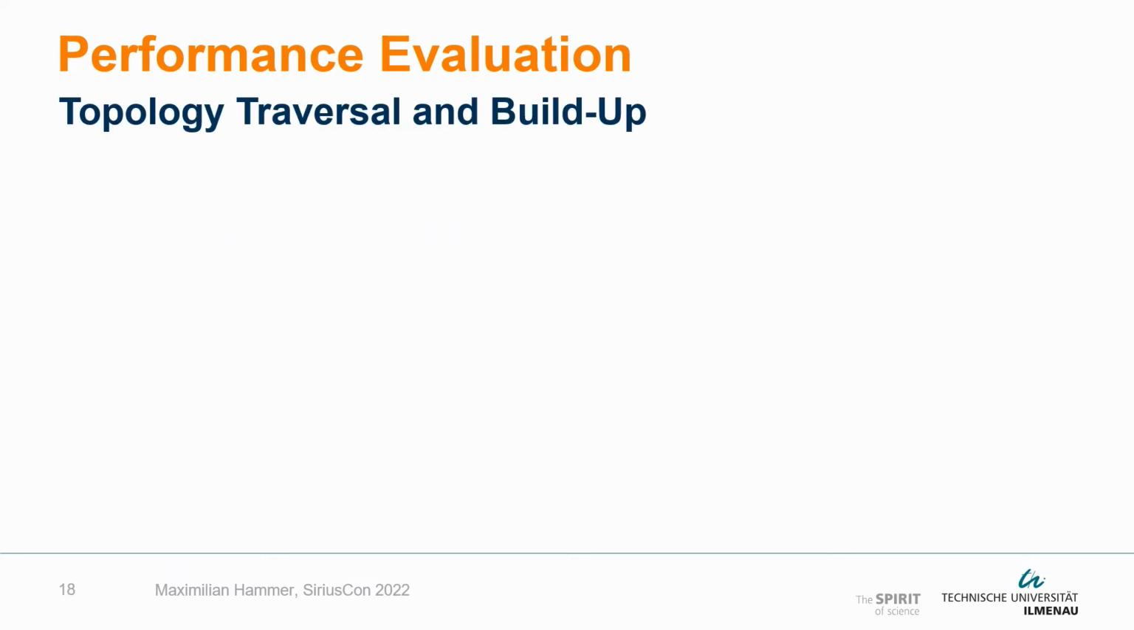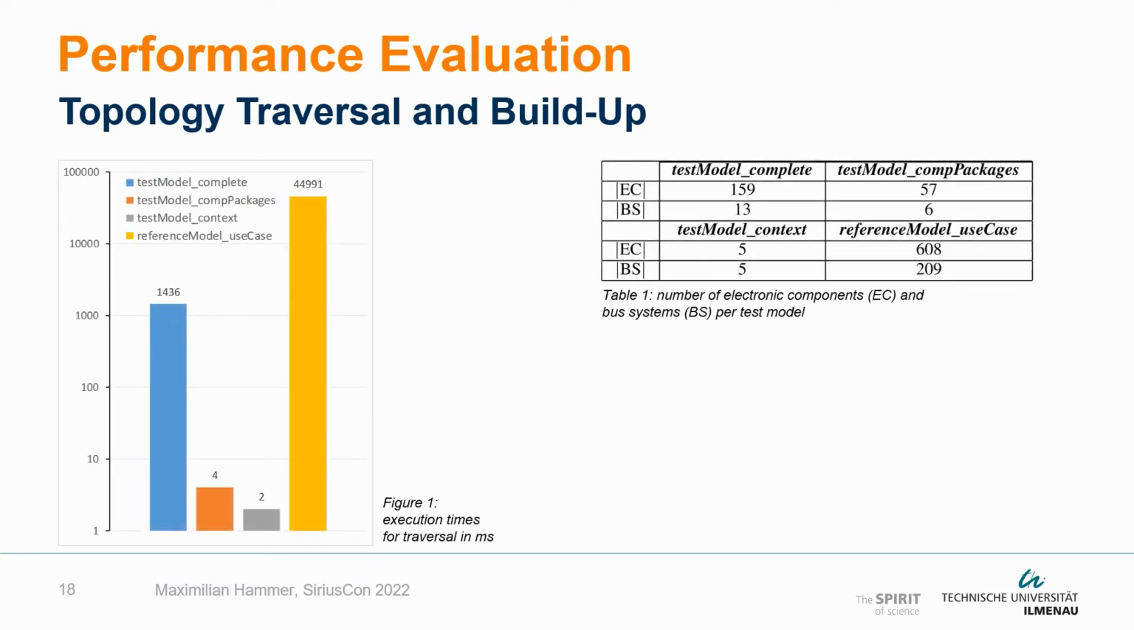As the first measure of performance, we assess the execution times for the initial build-up process of the internal graph, which is done by the DFS traversal of the hardware architecture described a few slides back. On the left, we see the measured execution times of the DFS traversal per model. As a reference, the table on the right shows the number of electronic components and bus systems per model. Looking at these numbers, one could intuitively expect a linear growth of the execution times. This is obviously not the case. Note that the y-axis is scaled logarithmically.